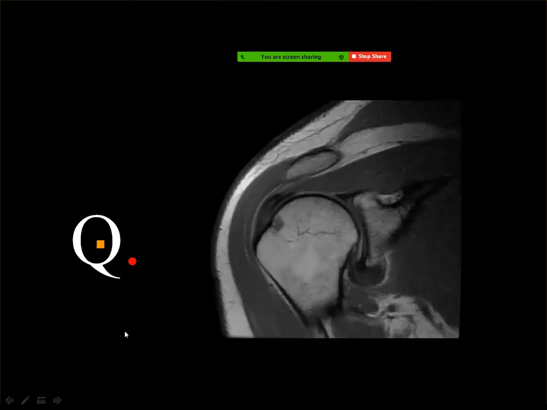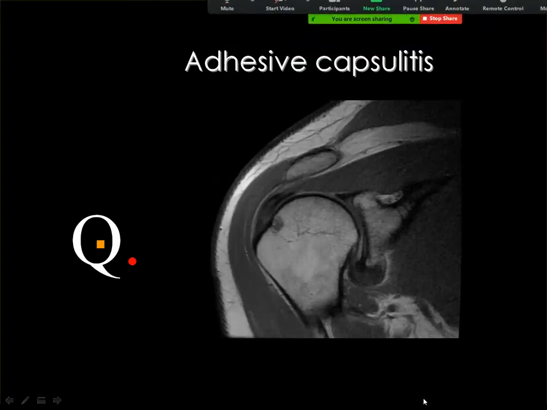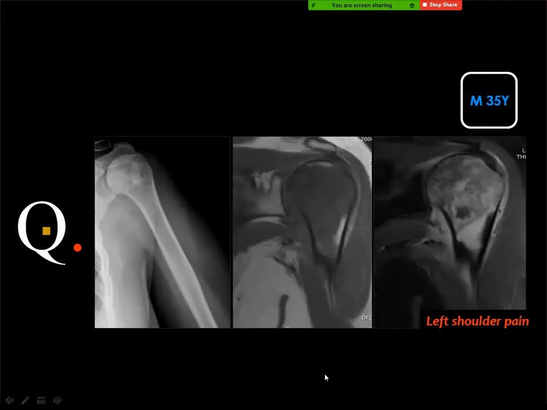This is an MRI of the shoulder and is not aiming for the supraspinatus tendon but aiming for the inferior glenohumeral ligament, which is adhesive capsulitis. Yes, adhesive capsulitis or a frozen shoulder because of the marked thickening of the inferior glenohumeral ligament and the tightness of the ligament. This is diagnostic of adhesive capsulitis.